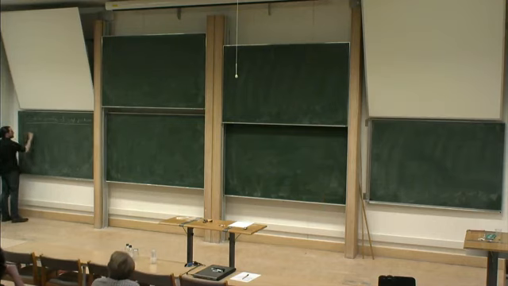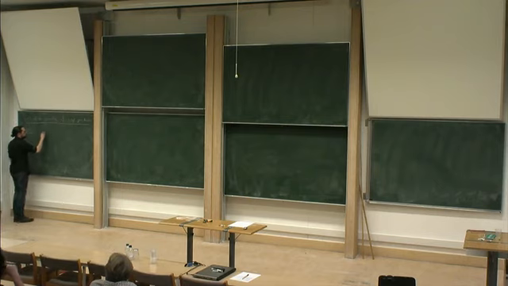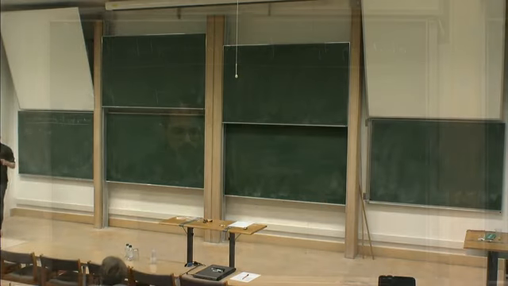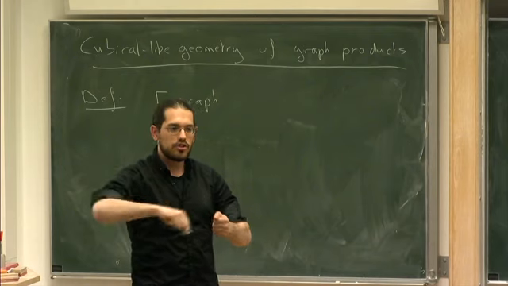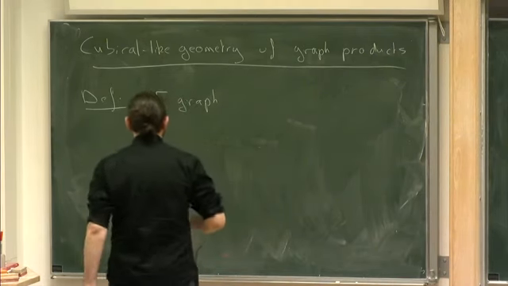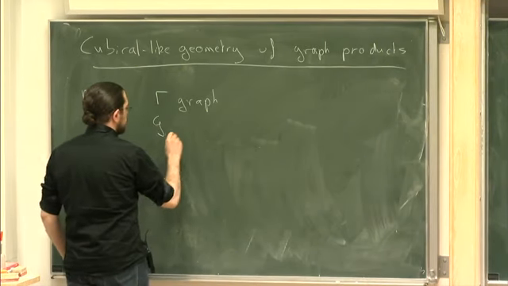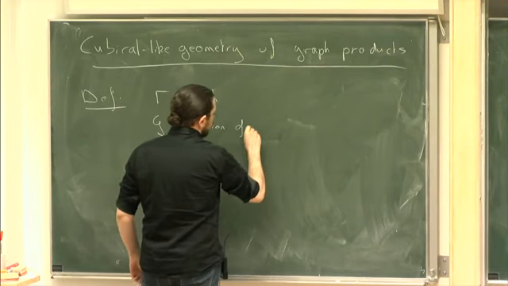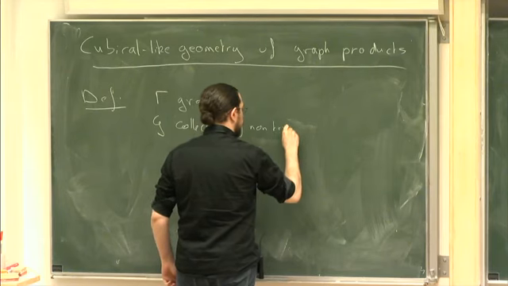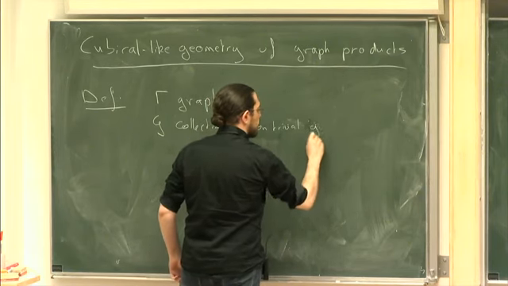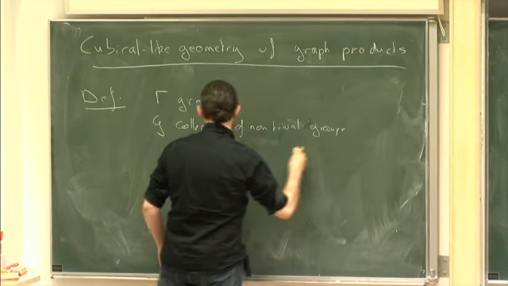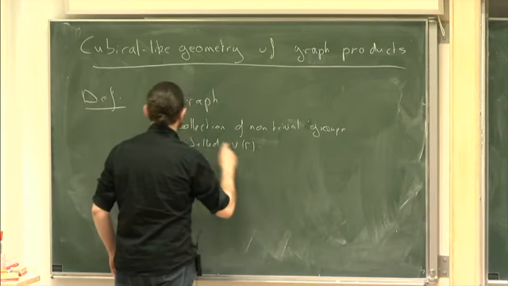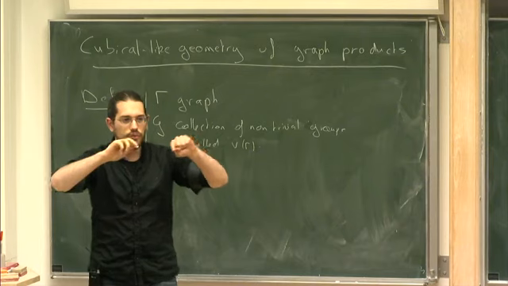So start with a graph gamma. Okay, so in all my talk, a graph is a simplified graph, so no multiple edges and no loops. Okay, and a collection G of non-trivial groups labeled by the set of vertices of gamma. So I have just a graph, and at each vertex I have a group.